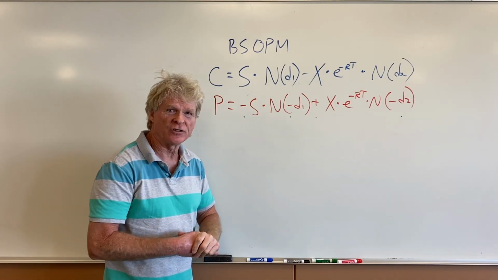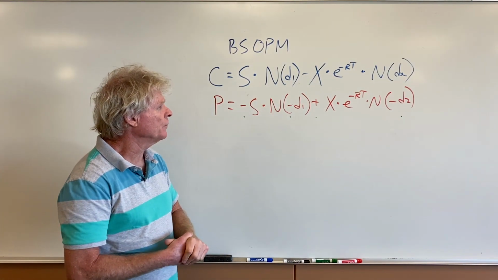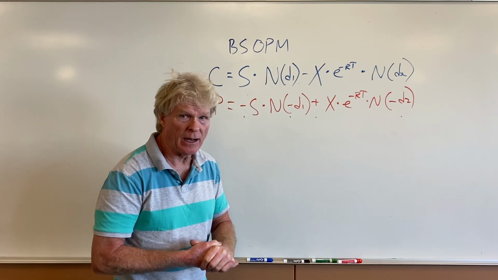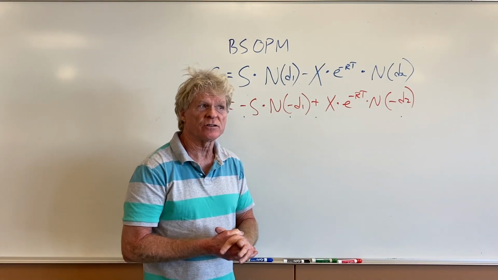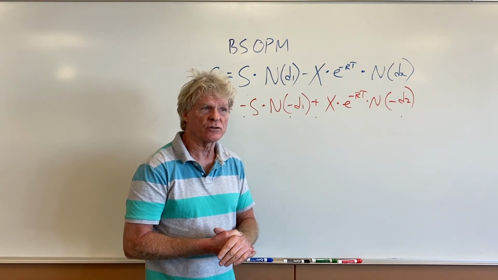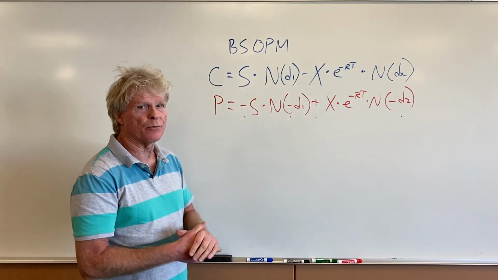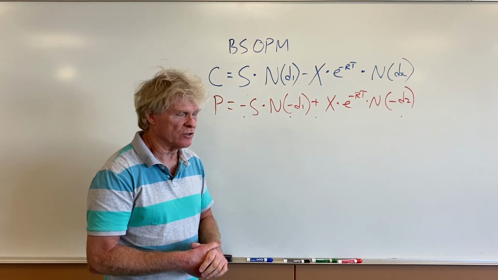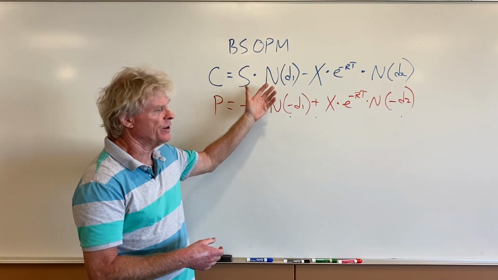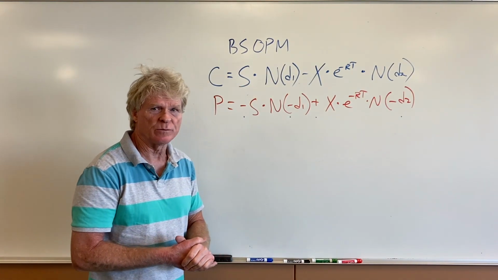I have to make sure I mention that the Black-Scholes option pricing model is used to price European options. So this is used to price options that can only be exercised on their expiration date, not before. And so that gives us some problems, and we'll talk about those as we go through, but it's still a pretty valid and valuable option pricing model to use.